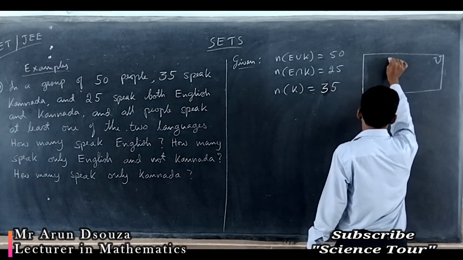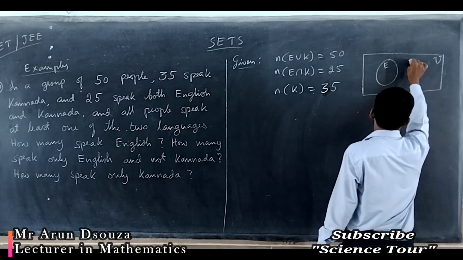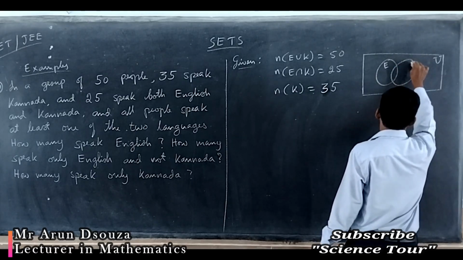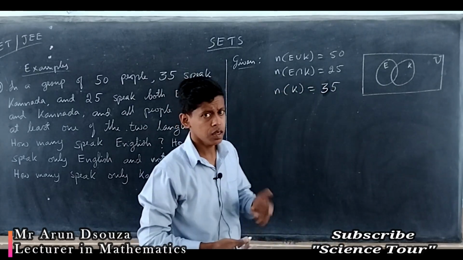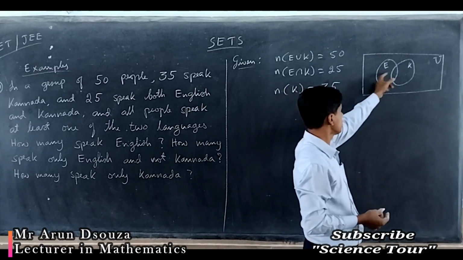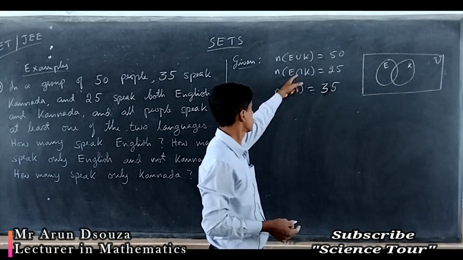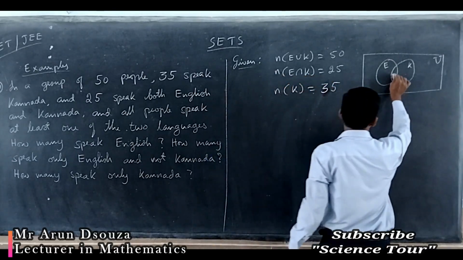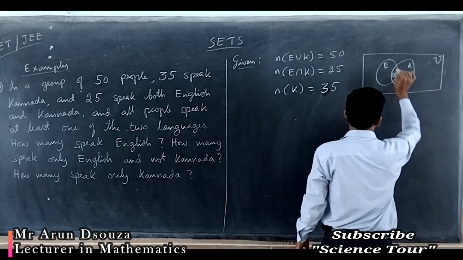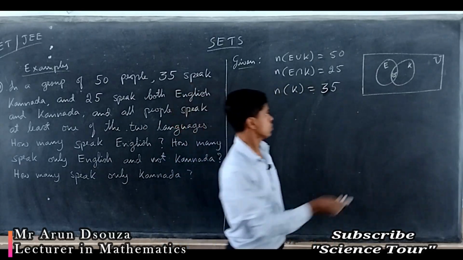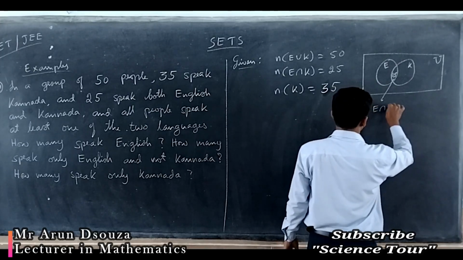So first, let us write English, and then I have Kannada. Now start with the intersection first. Don't start with E or K or universal. Start with the common region. So what is the common region? The common region is the intersection, and there are 25 people here. Alright, so there are 25 people there in the intersection. So that is E intersection K.